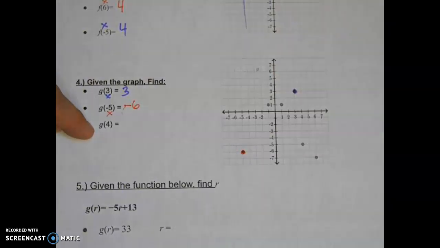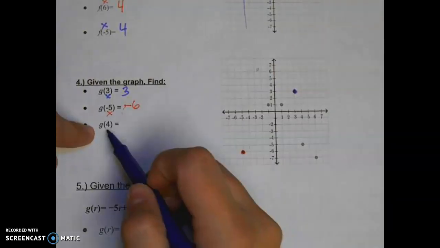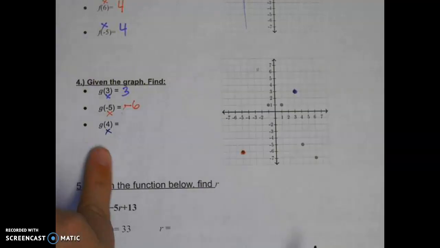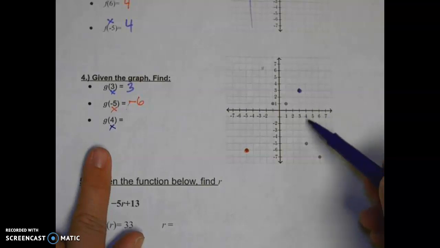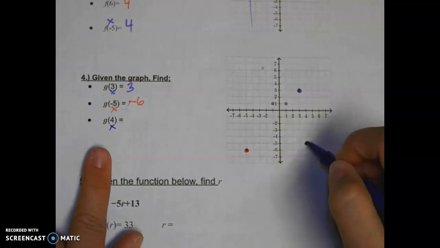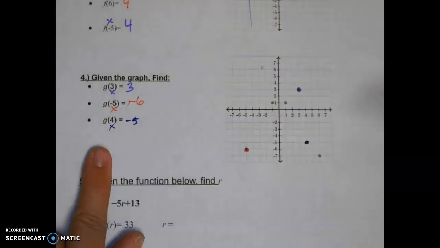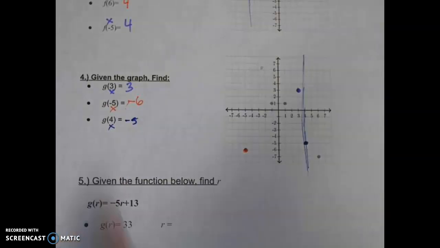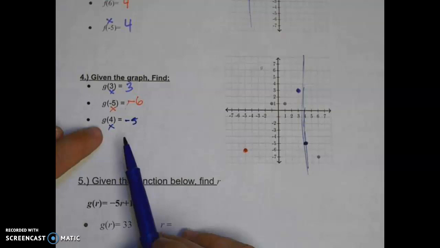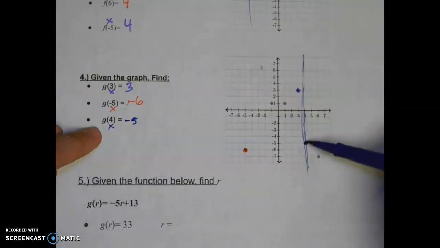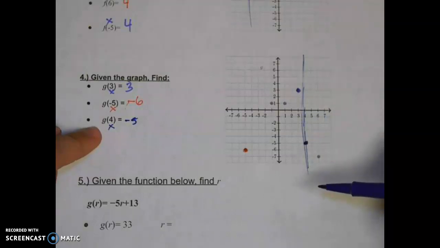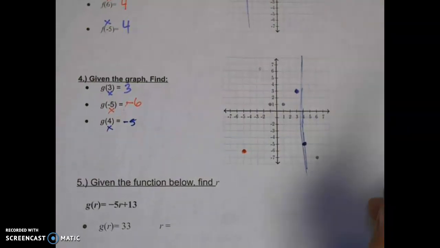And our last one here, when g of 4, so our x is 4, what is going to be my y? Well, let's go over to 4, and look, we have a -5. And remember, you can draw a line for these when you're trying to figure them out, so that way you can see what the best possible answer is. Or if you know, hey, I need to go over to 4, there's no points above it, there's a point below it, and I know it's -5. Alright? So let's move on.